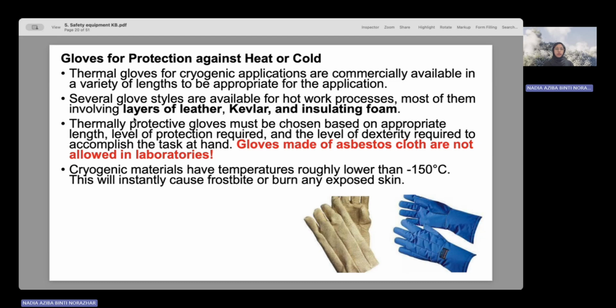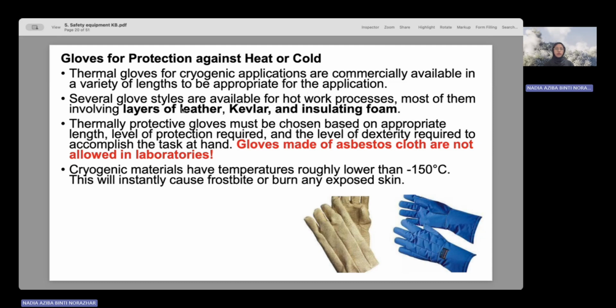Next is gloves for protection against heat or cold. Thermal gloves. Thermal gloves for cryogenic applications are commercially available in a variety of lengths to be appropriate for the application.